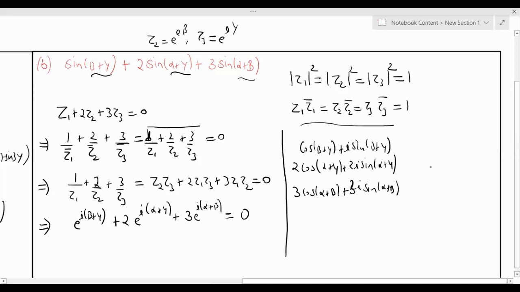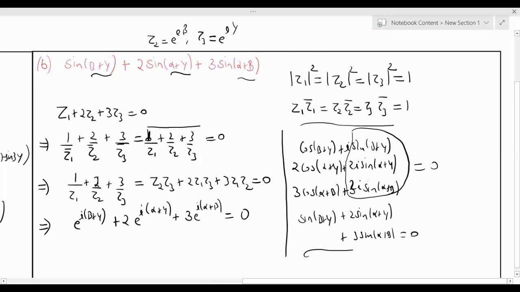And see, all these terms are equals to 0. So exactly what is the term that has been asked? If you observe this carefully, this is the term that has been asked, and there is no imaginary part. So you will have sine(beta plus gamma) plus 2 sine(alpha plus gamma) plus 3 sine(alpha plus beta) equals to 0. So the answer of the second part should be equals to 0.